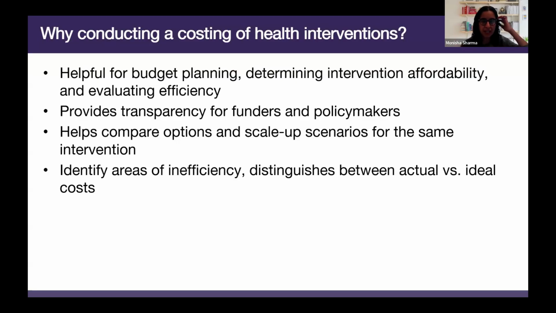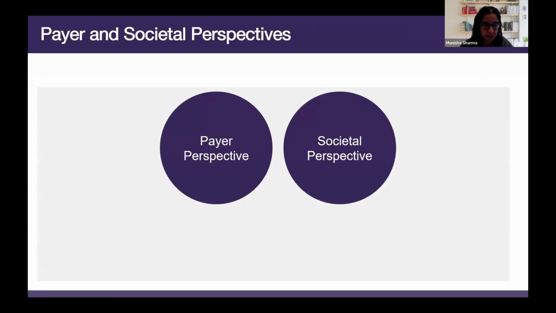And you can also look at actual versus ideal costs. So you do have a budget when you go into implementing an intervention, and that's kind of your projections of what you're going to spend. But collecting the actual costs will help you get a better idea of the real world costs associated with your intervention.